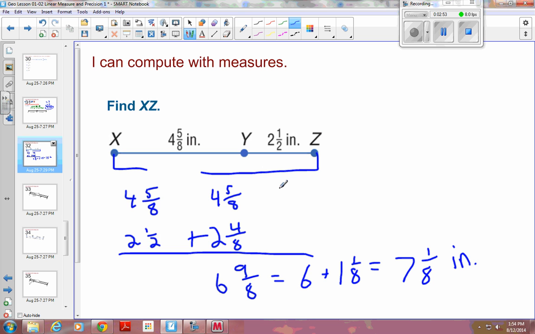So practicing the idea of betweenness, y is between x and z, so this distance from x to y added to the distance from y to z should give you the distance from x to z.